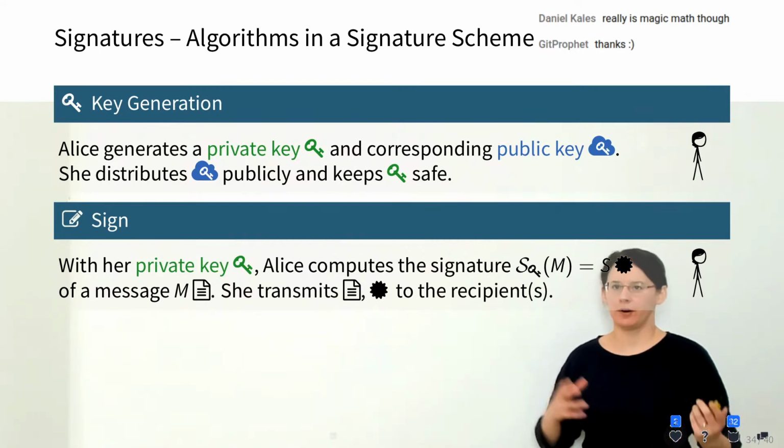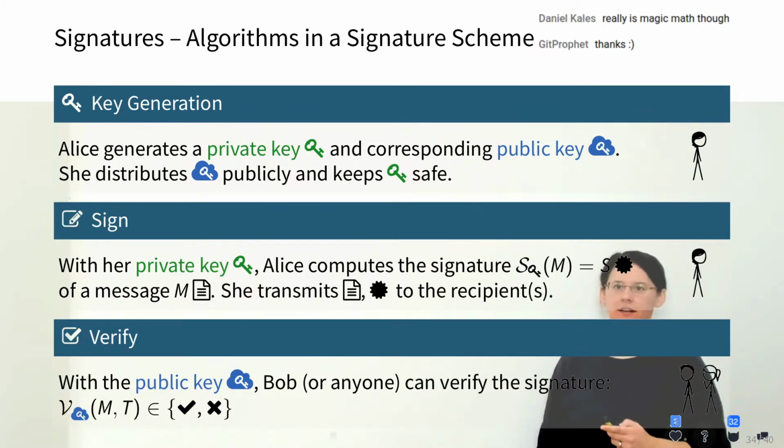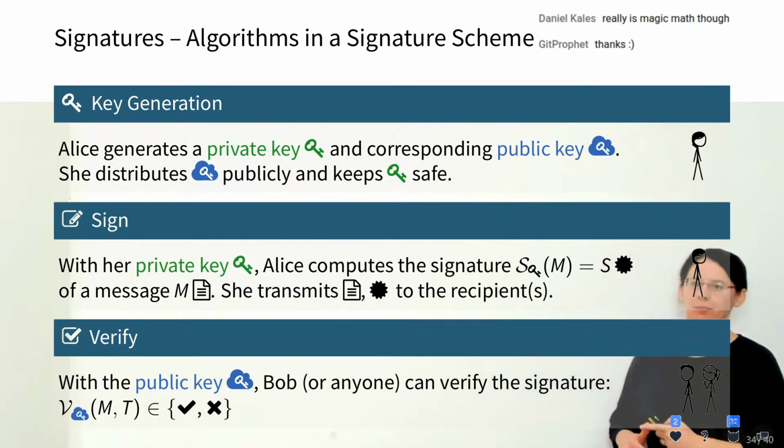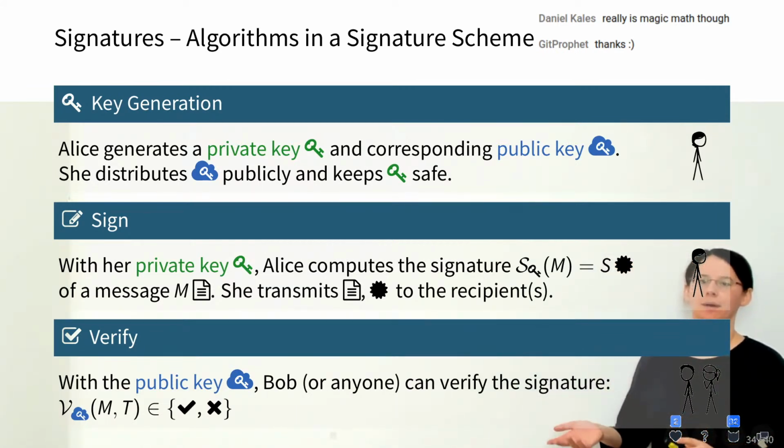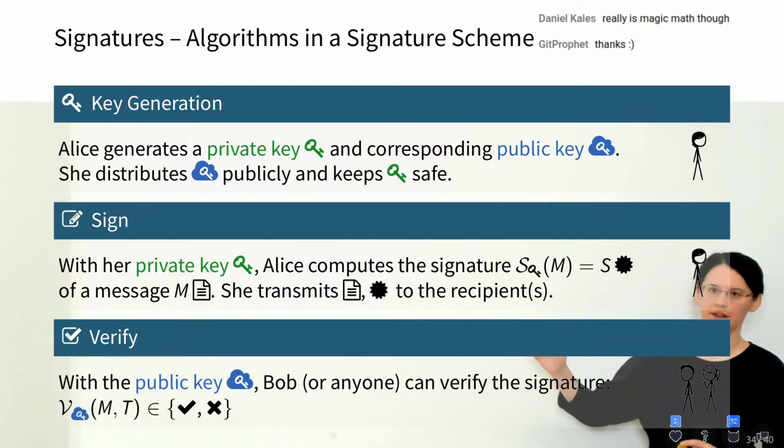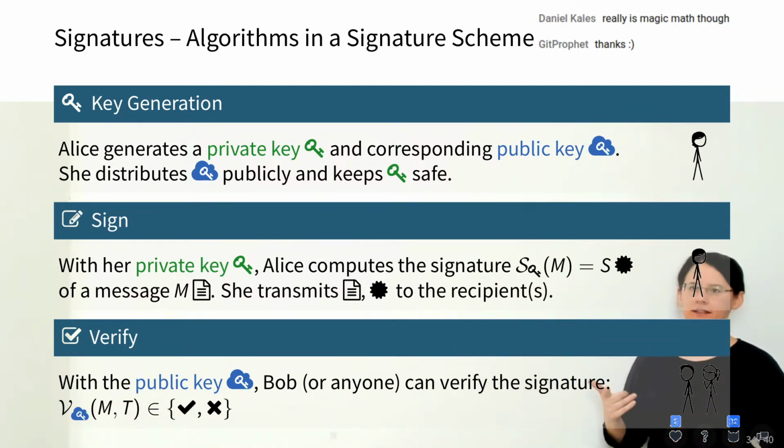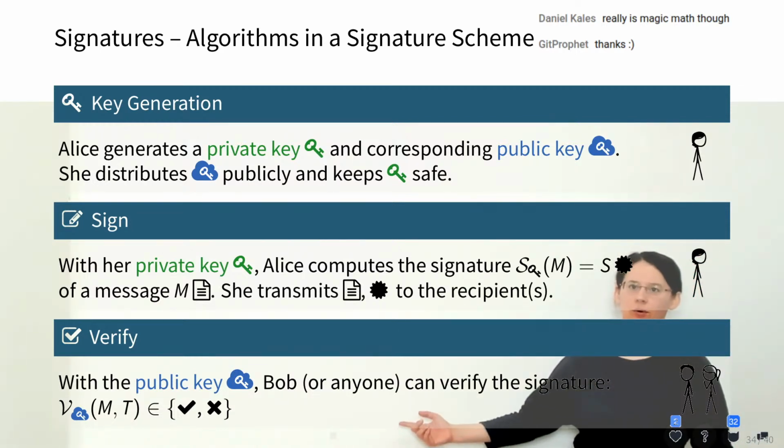And the counterpart for the signing algorithm is the verification algorithm, which involves the public key, and anybody who receives the message and the signature can put the message plus the signature into the verification algorithm and gets as an answer either yes or no.